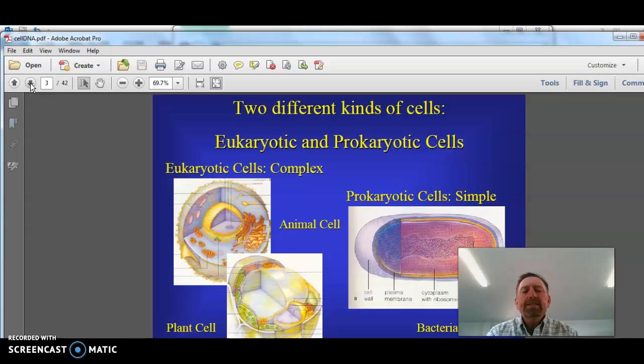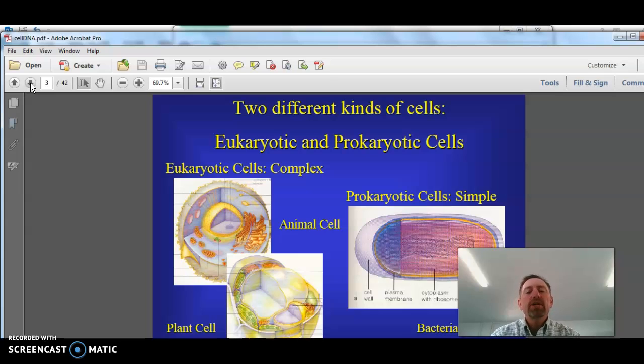There's two basic kinds of cells we're going to talk about. Primarily we're going to talk about eukaryotic cells. Those are complex cells. They have nucleuses. The DNA is contained in the nucleuses. We have other organelles that are rolling in their own functions, like the mitochondria, the endoplasmic reticulum, the ribosome.